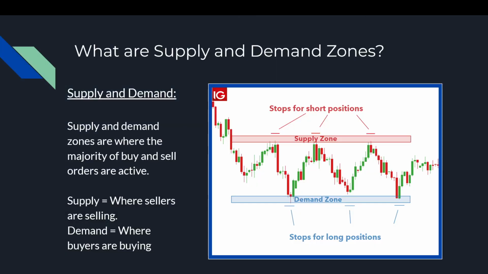So supply and demand, as I just said, are zones where the majority of buy and sell orders are active. Supply is where sellers are selling. Demand is where buyers are buying. Now, there's not just buy orders and sell orders at these zones. These are just where the majority of those orders are. There's obviously constant buying and selling of assets in between. If we didn't have the buying between, price action would just jump from supply to demand zone, or we wouldn't have such a wide range between these zones.